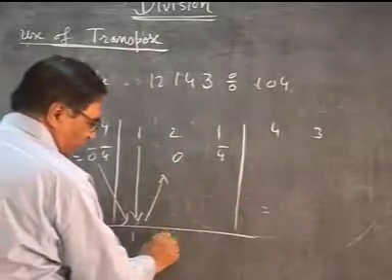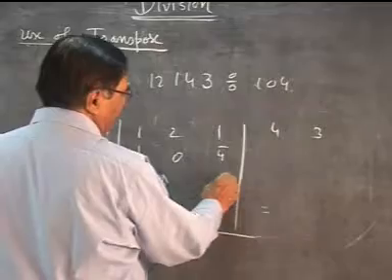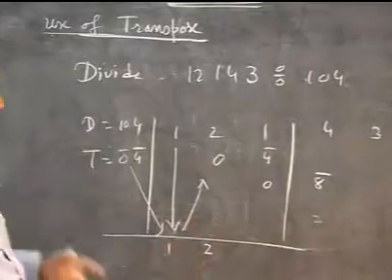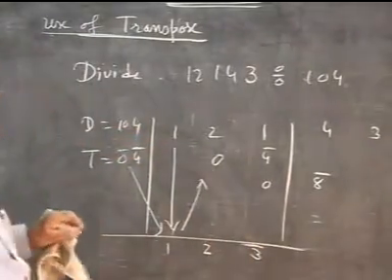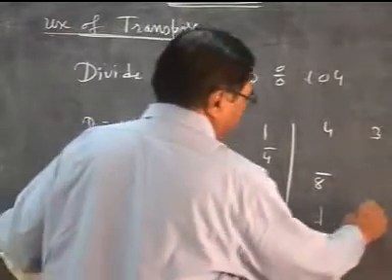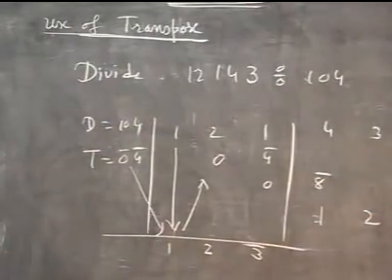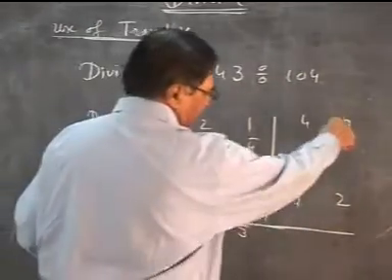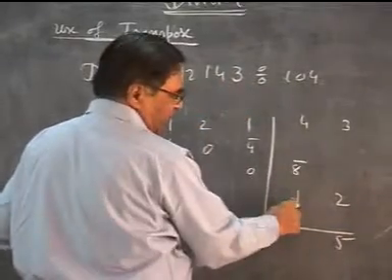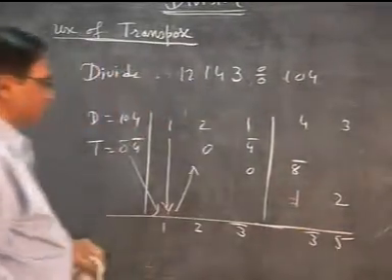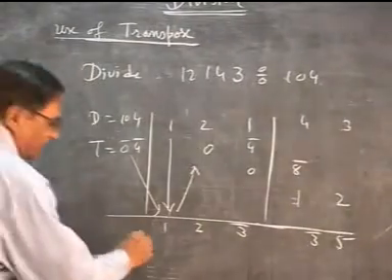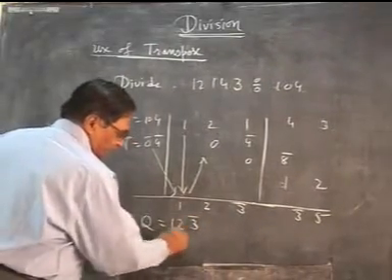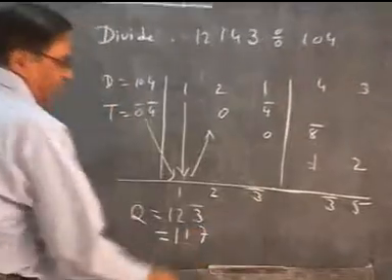2 plus 0 is 2. Then it will be 0, 8 bar. So 4 bar, 1 minus 4 bar is 3 bar. And you multiply here, you are getting 1, 2. So let us check it out. So here 3 and 2, 5. 4 and 1, 5. So it is 3 bar. Obviously we can say this quotient is 1, 2, 3 bar. So it is 1, 1, 7.